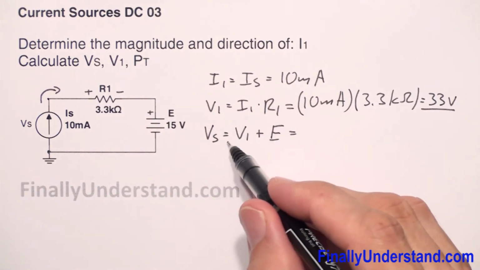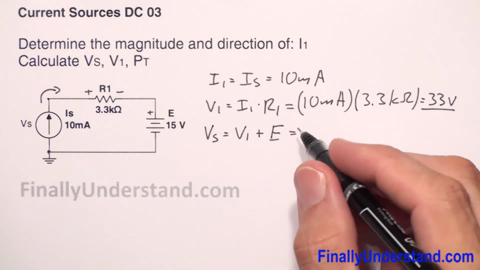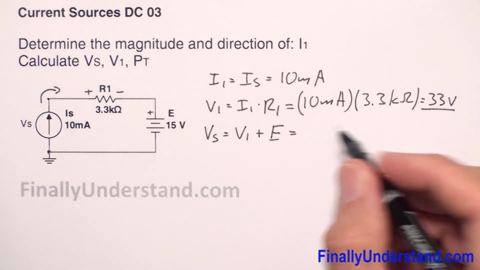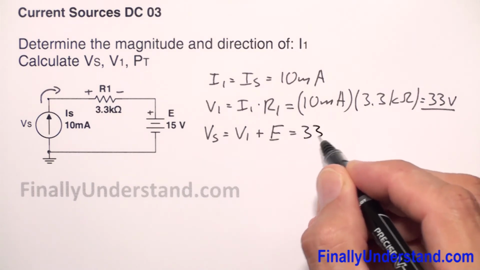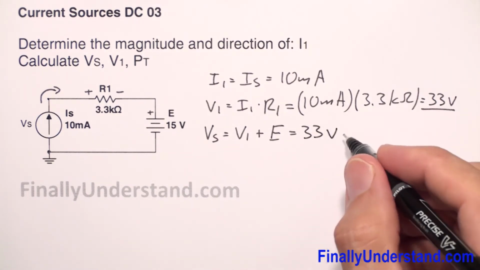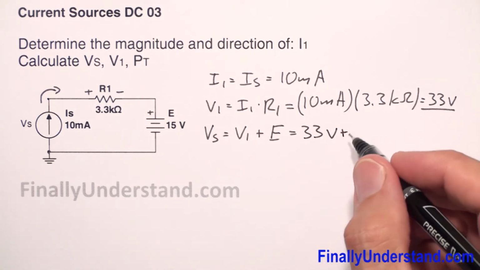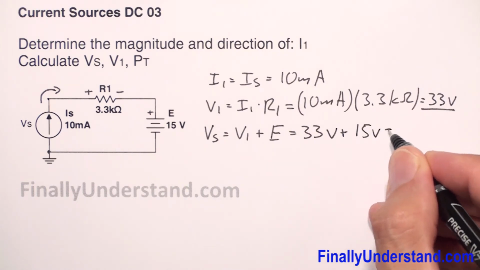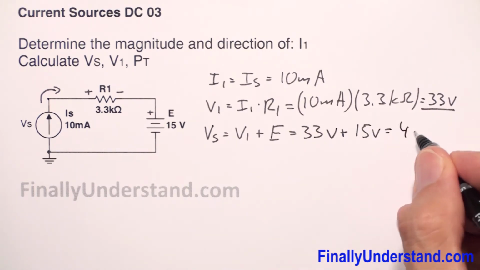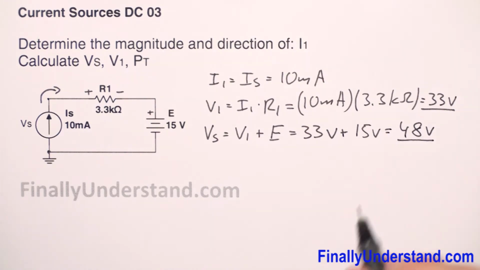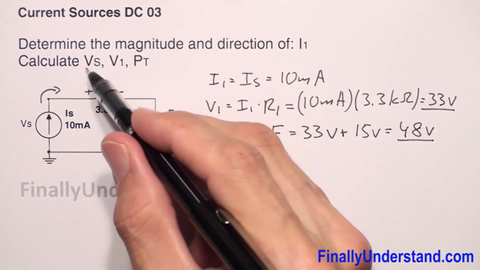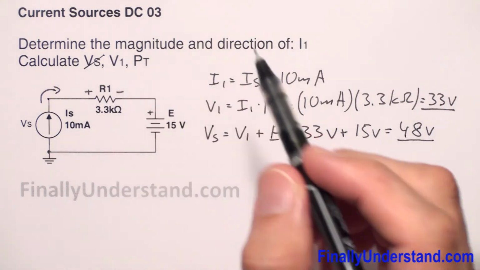That's why I write Vs is equal to V1 plus E, where V1 is equal, we said, to 33 volts plus E, which is equal to 15 volts. So this is equal to 48 volts. Okay, so we found Vs, we found V1.